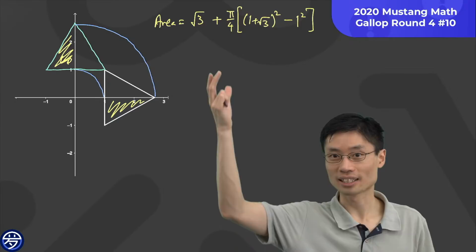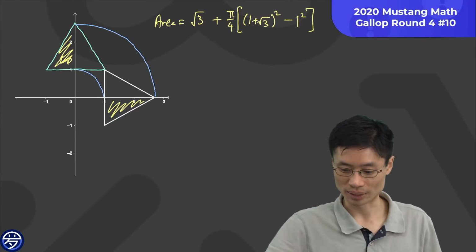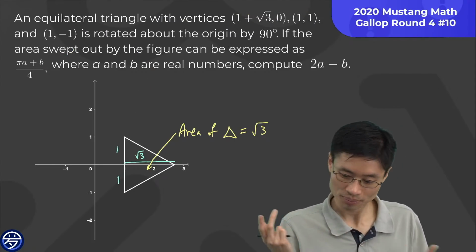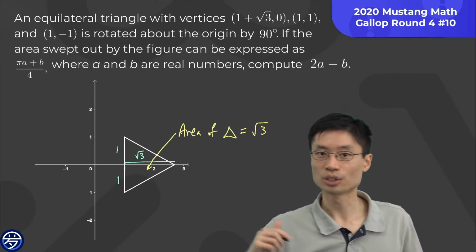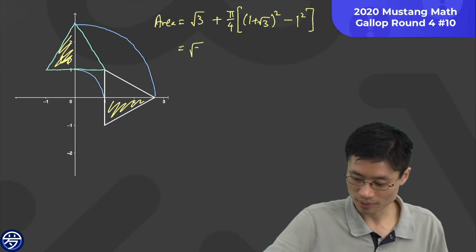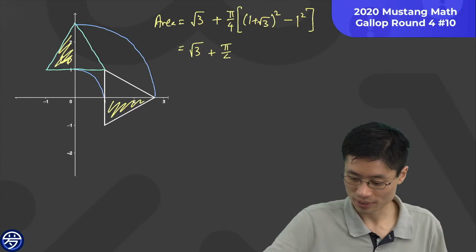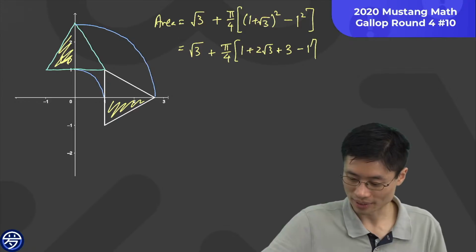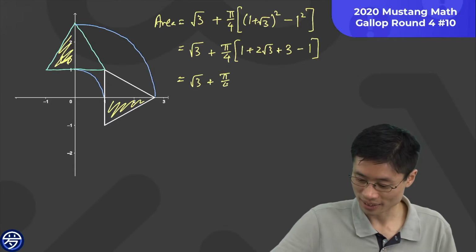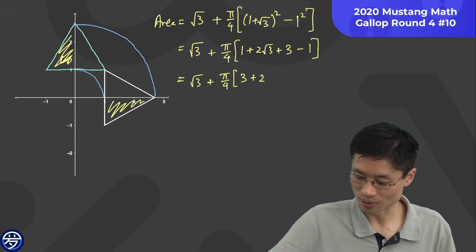Okay? And if I do that, let's try to simplify this. I have square root 3. Actually, let me make sure I read the question right, because something about this is off. a and b are real numbers, I guess so. I'm just wondering why the question asks for 2a minus b. But I guess we could do that anyway. Let's see. This is going to be root 3 plus pi over 4 times 1 plus 2 root 3 plus root 3 squared minus 1. Okay, and at that point, this is equal to root 3 plus pi over 4 times 3 plus 2 root 3.